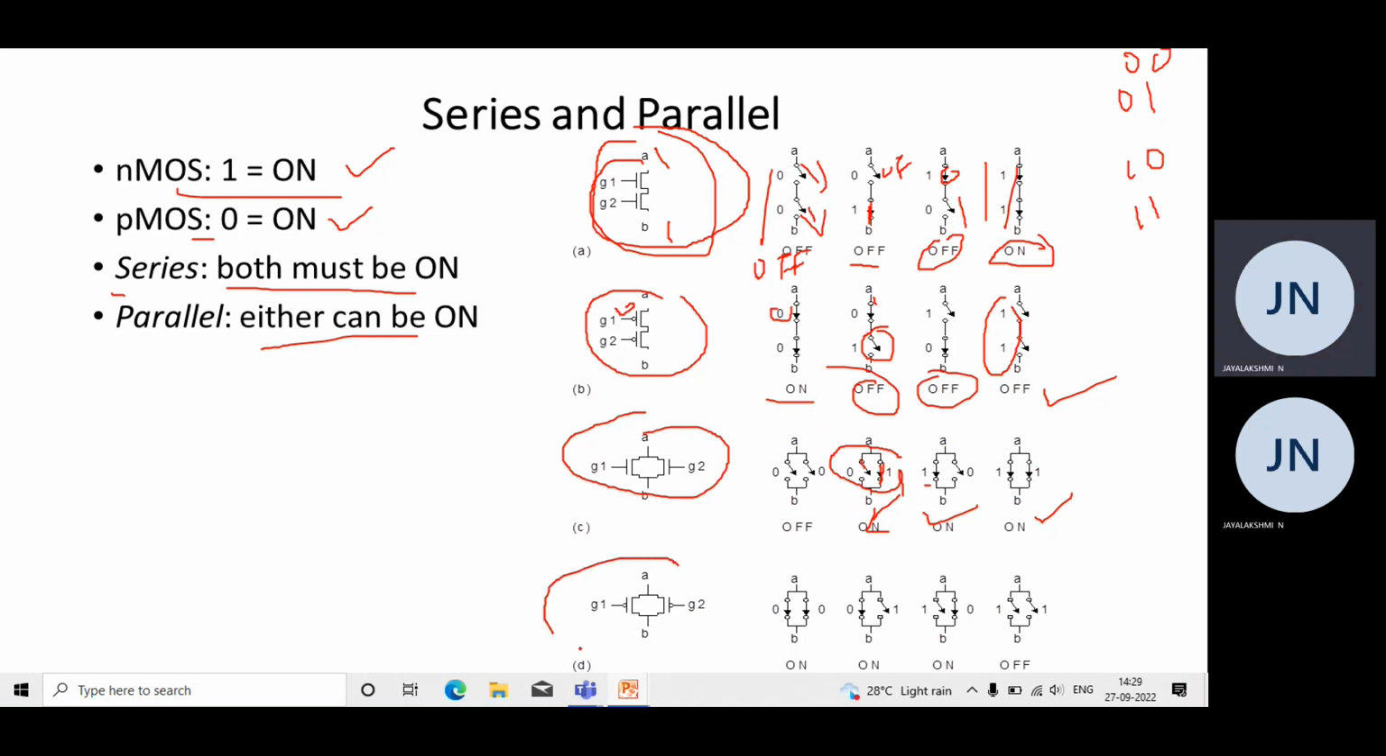Next, coming to the PMOS transistor. Here 0 0 it should be on, and here also 0 1 it should be on. Here also 1 0 it should be on, but here 1 1 means both are open circuit, so that's why it is off.